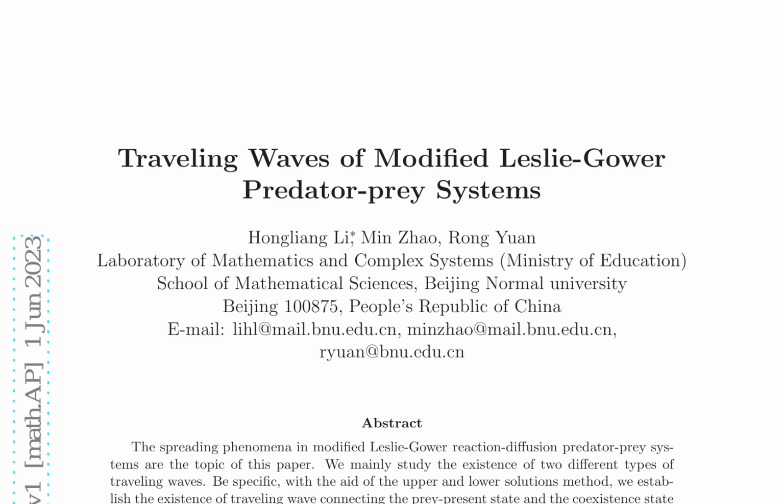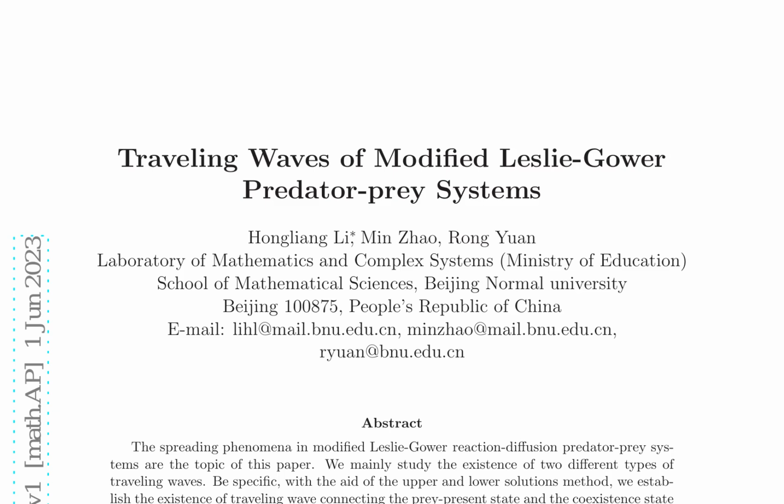The section concludes with lemma 2.1, which states that if system 3 has a pair of upper and lower solutions, it has a solution that satisfies the bounds of these solutions. This lemma is a foundation for the existence of semi-traveling waves, which will be explored in the next section.